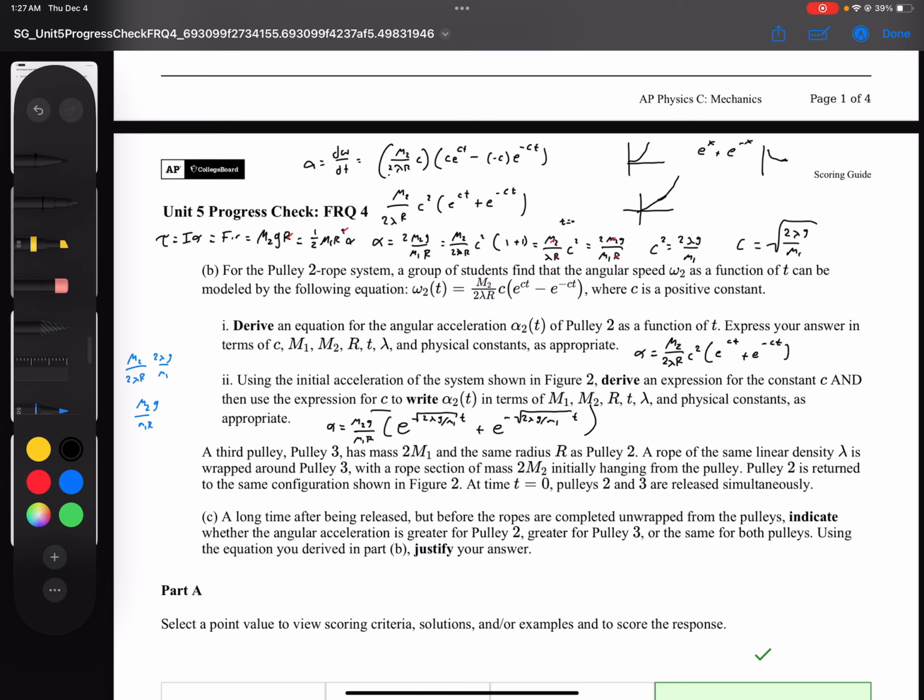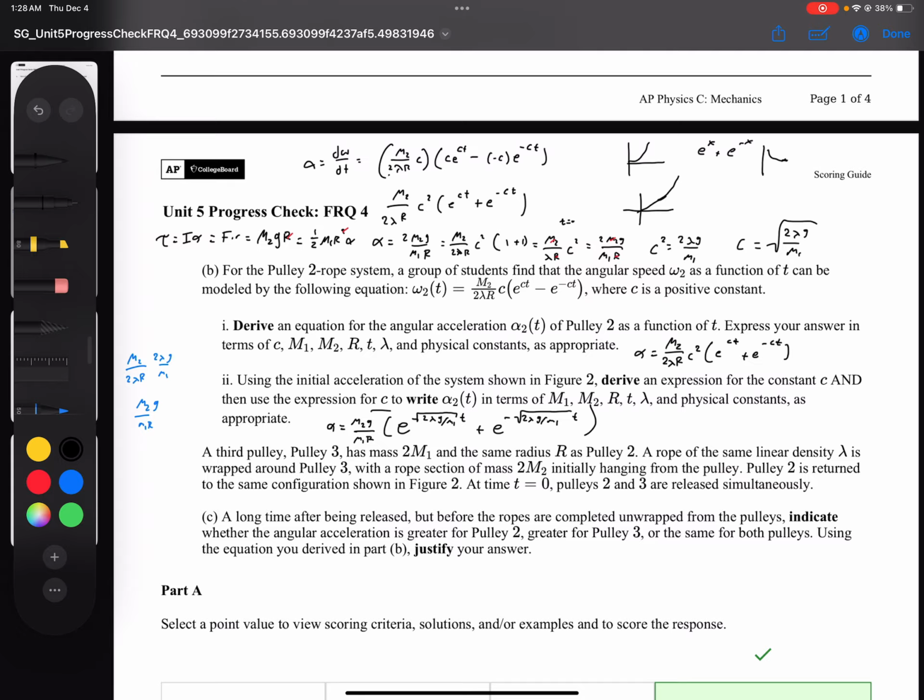That's our expression. And now a third pulley has a mass 2m1 and the same radius r as pulley 2, and the rope of the same linear density lambda is wrapped around pulley 3 with a rope section of mass 2m2 initially hanging from the pulley. Pulley 2 is returned to the same configuration at time t equals 0. Pulley 2 and 3 are released simultaneously. After a long time after being released, but before the ropes are completely unwrapped from the pulley, indicate whether the angular acceleration is greater for pulley 2 or greater for pulley 3.